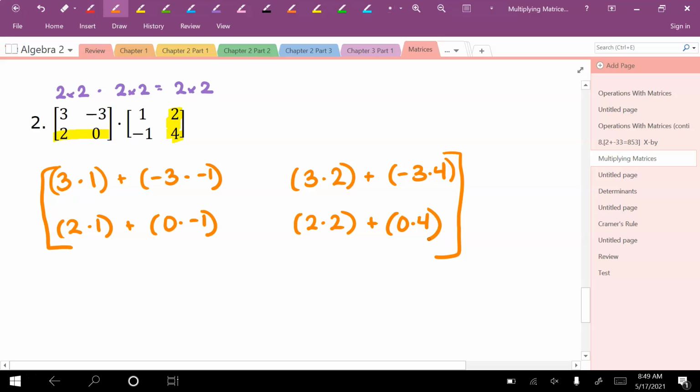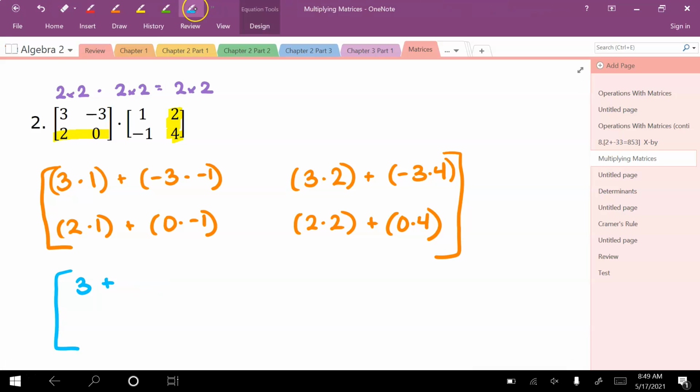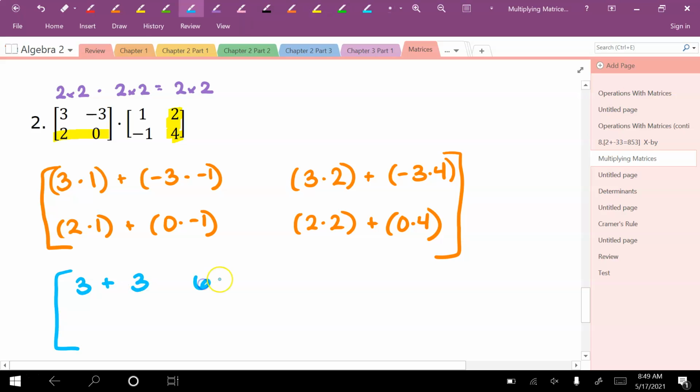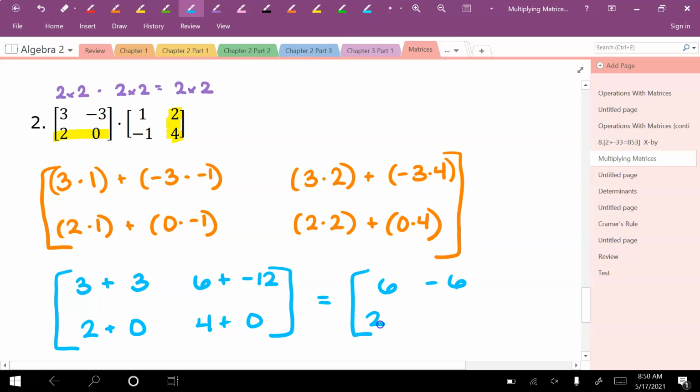Okay, so I've got mine written out here if you want to just double check and make sure that you matched up the right numbers. So then if I start to simplify here, we'd have 3 plus negative 3. Nope, 3 plus positive 3. 6 plus negative 12. 2 plus 0. And 4 plus 0. So then the final answer here, we're going to have 6, negative 6, 2, 4.